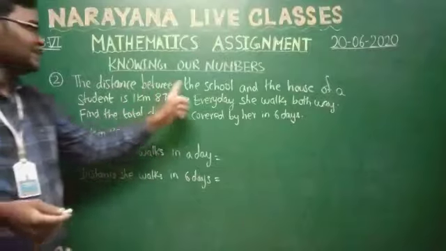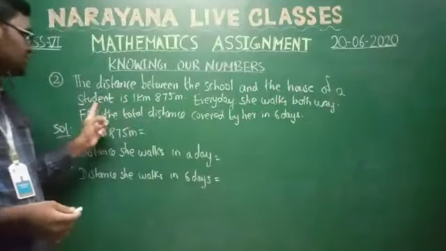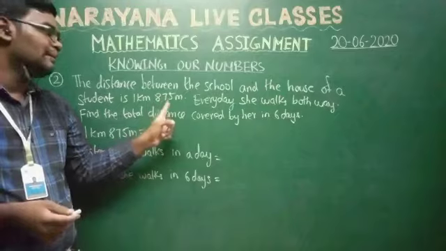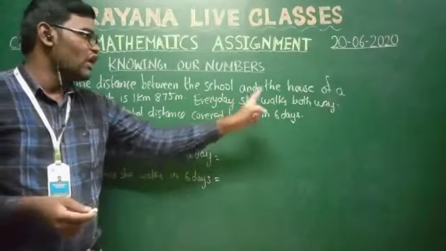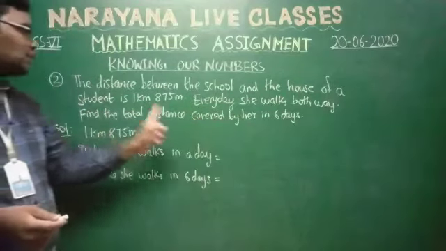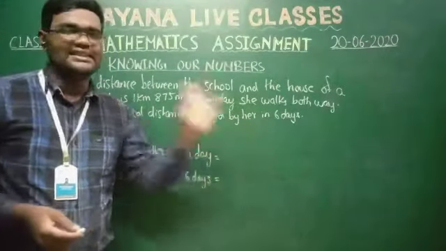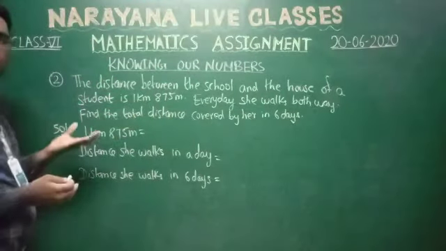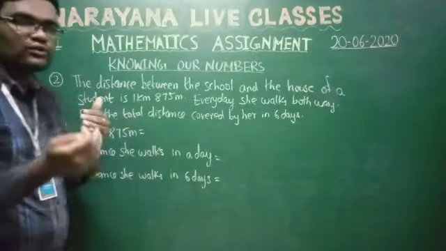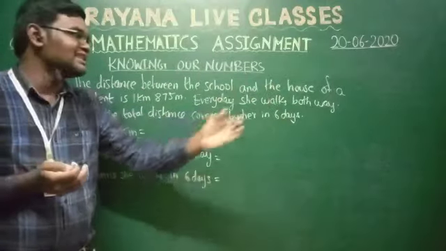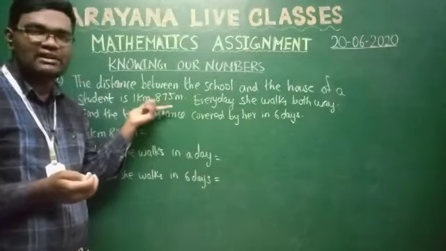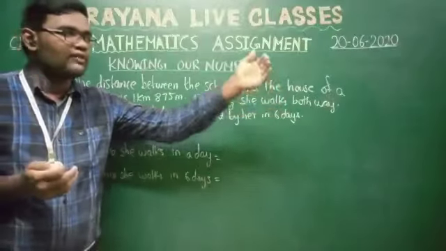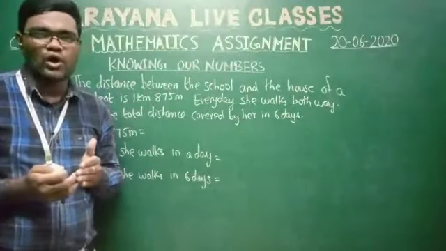The distance between the school and the house of a student is 1 kilometer 875 meter. Every day she walks both ways. Find the total distance covered by her in 6 days. So the distance from house to school is 1 kilometer and 875 meter. She walks both ways: from home to school she will walk, and from school to home she will walk back again.